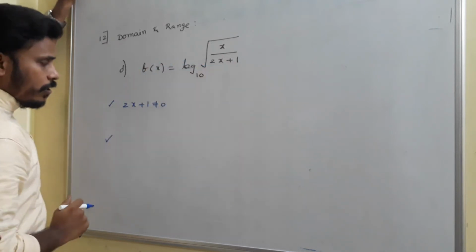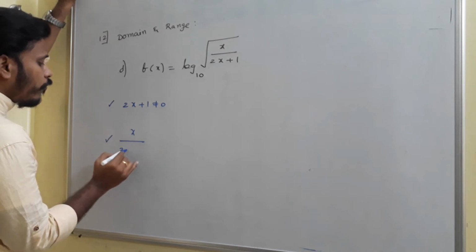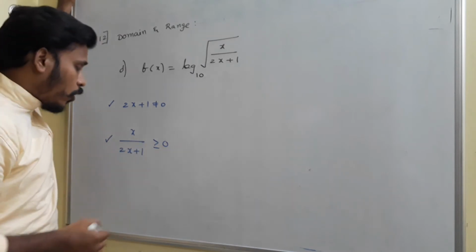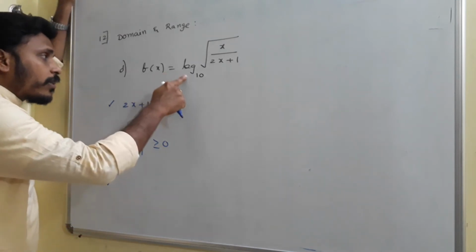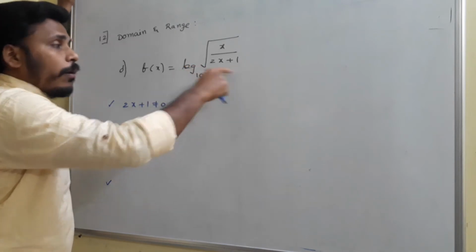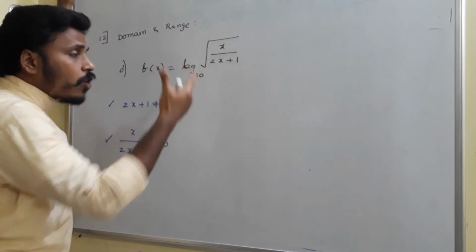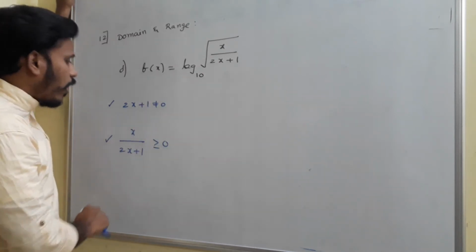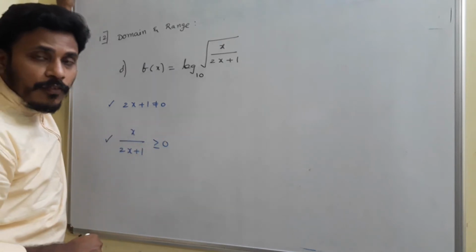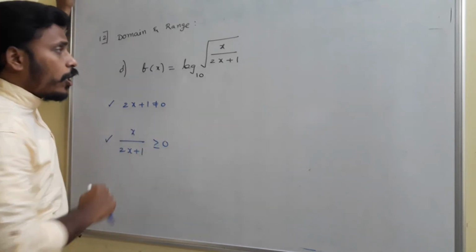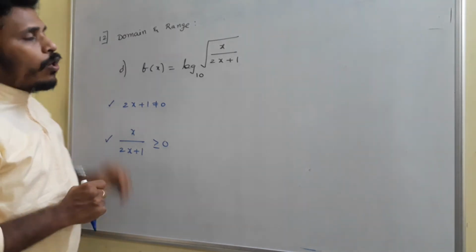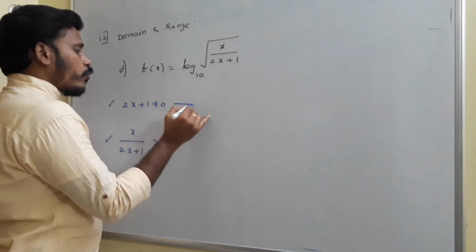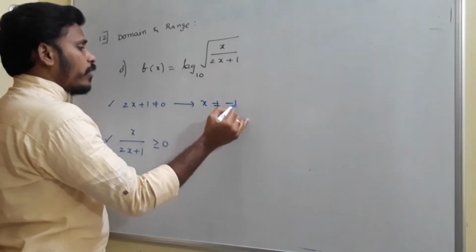Now the square root is there. The square root exists only if x by (2x plus 1) is greater than or equal to 0. Two restrictions. Coming to the logarithm, it exists only for positive numbers, and the square root of something is always positive. So no problem. You won't get any restriction related to the logarithm. This is related to the fraction, this is related to the square root, and for the logarithm you won't have any restriction, because the square root inside is always positive. 2x plus 1 not equal to 0 means x not equal to minus 1 by 2.